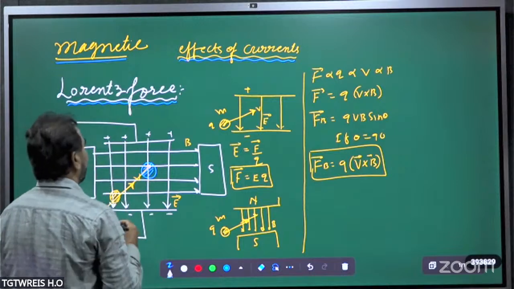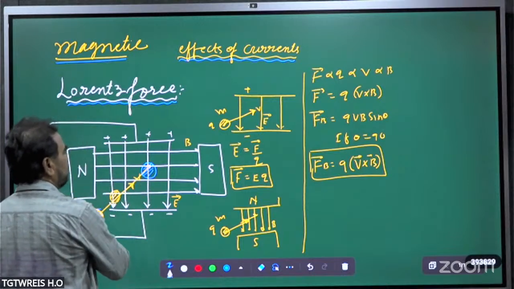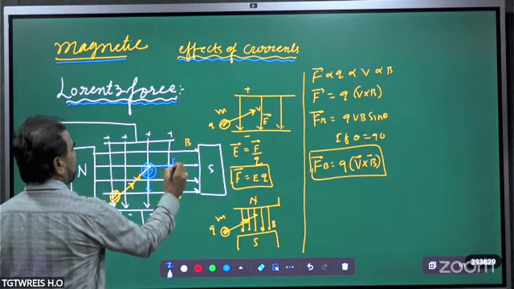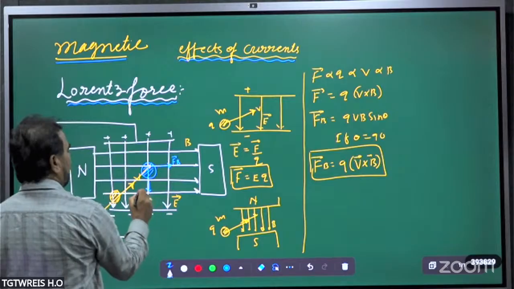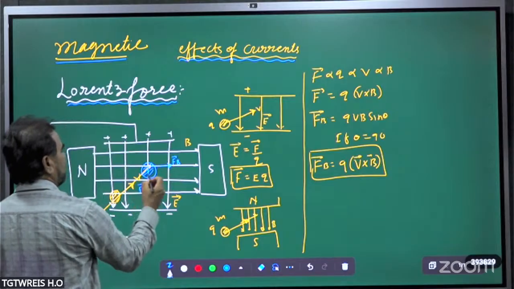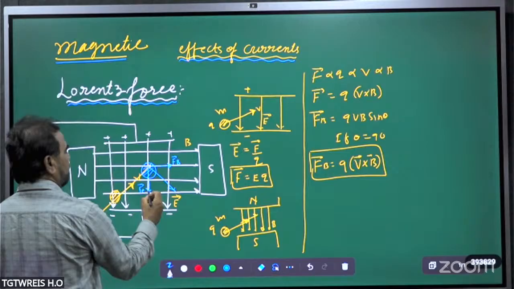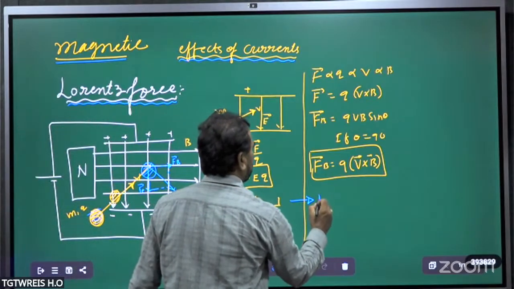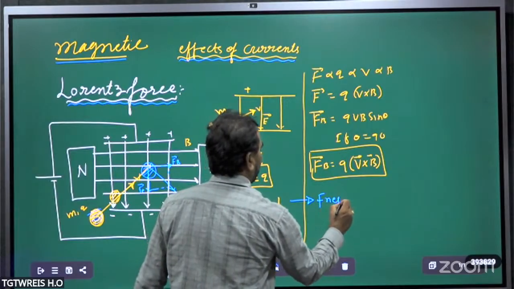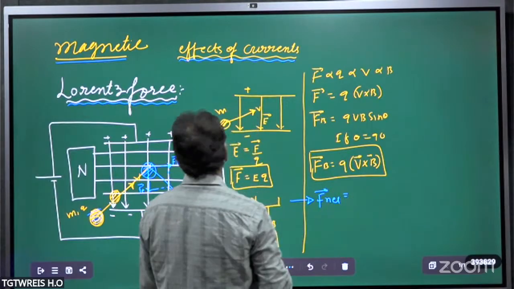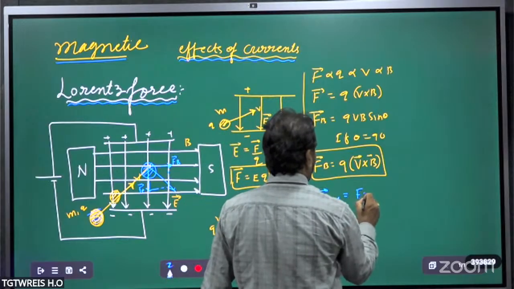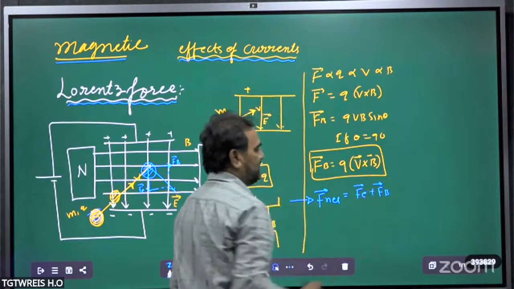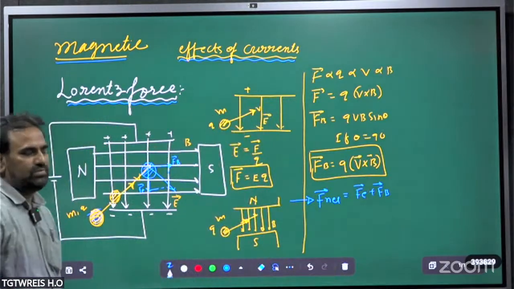Electric force would be acting on the positive charged particle in the direction of the field. The magnetic force acts along its direction, and the electric force acts along its direction like this. So the net resultant force of these two forces will act in this direction. That is, the net resultant force acting on the particle is F net, which is equal to Fe plus Fb, the sum of the magnetic force and the electric force.